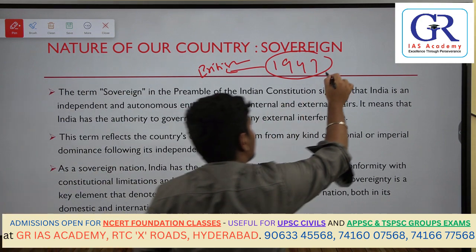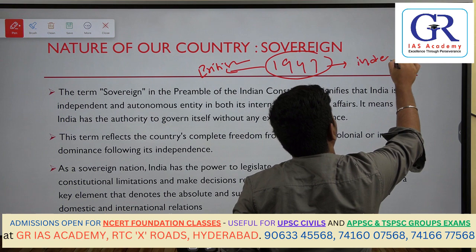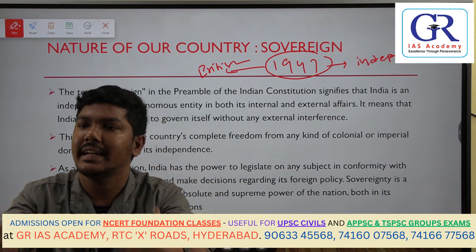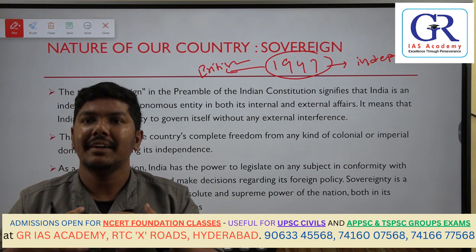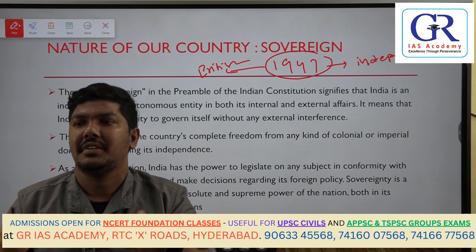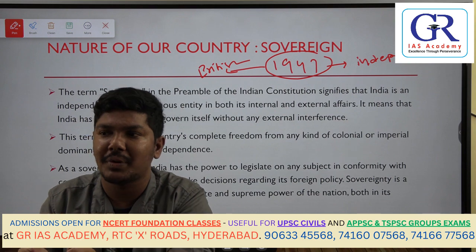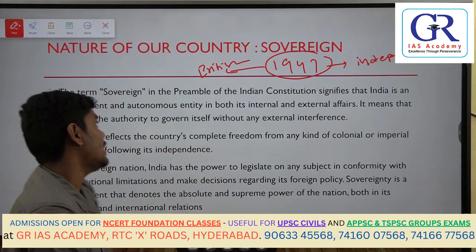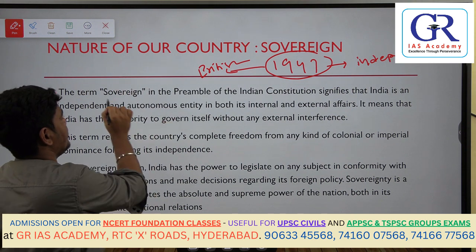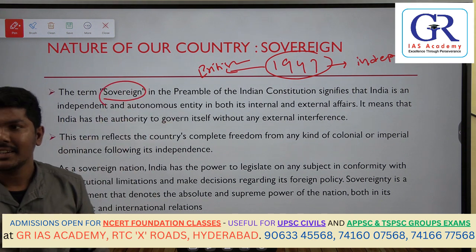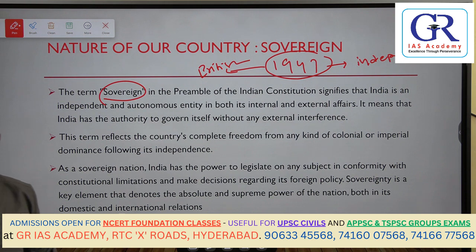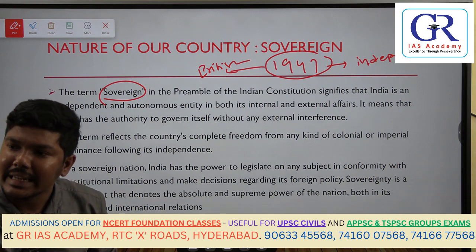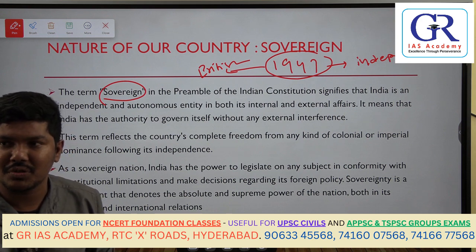But after 1947, we became independent. So that means we ourselves can take decisions regarding us, and we are the ultimate supreme for us. When you are the ultimate supreme, and internally and externally you are the only one taking the decisions, that is called sovereign. Clear? Sovereign means, in a single word, you are the supreme or you are independent. These two are the words you should remember.